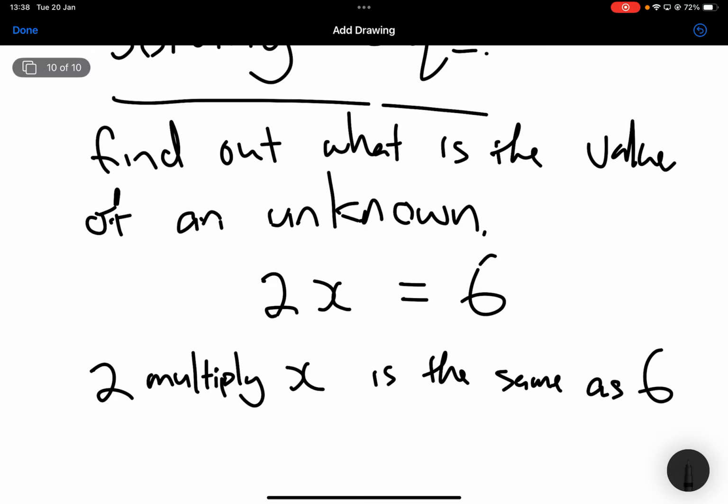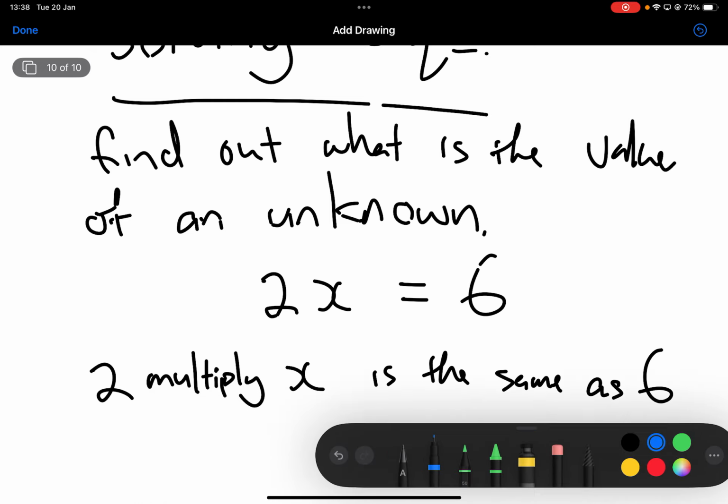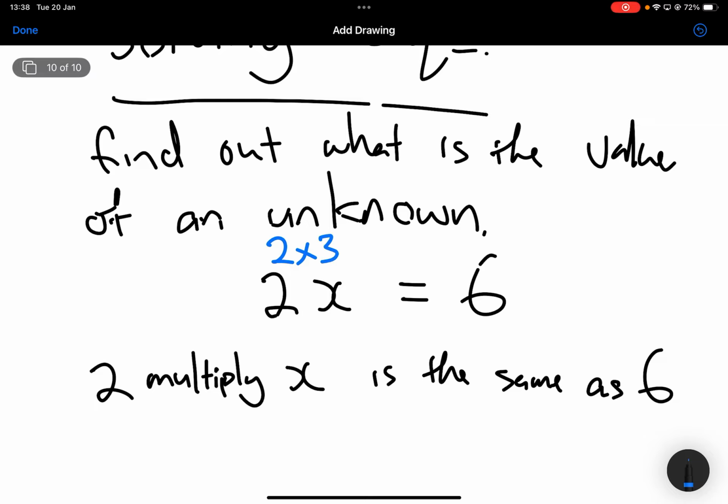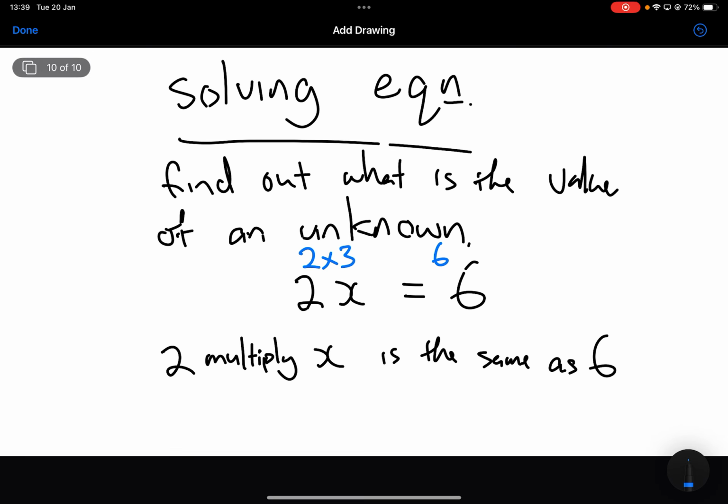So for this equation, just by looking, I should be able to tell. The value of x should be 3. Because 2 times 3, I know 2 times 3 is 6. So if I want to know 2 times what will give me 6, x must be 3. Okay? But when our equation gets more complicated, then you cannot straight away tell.